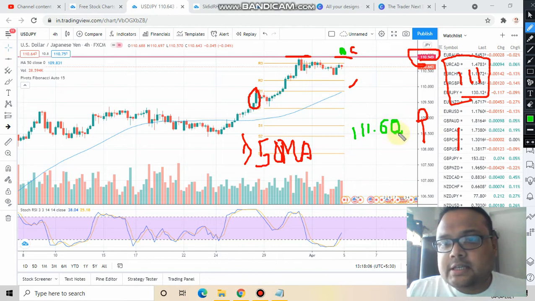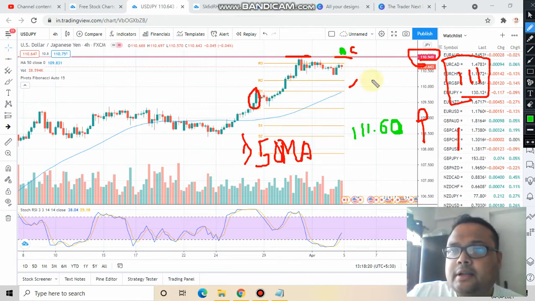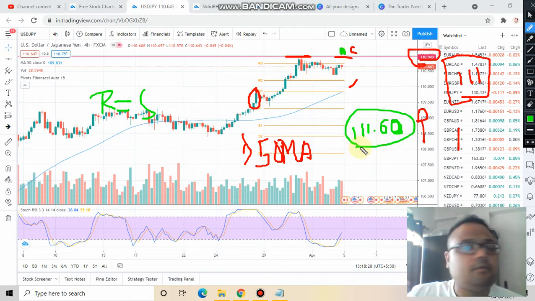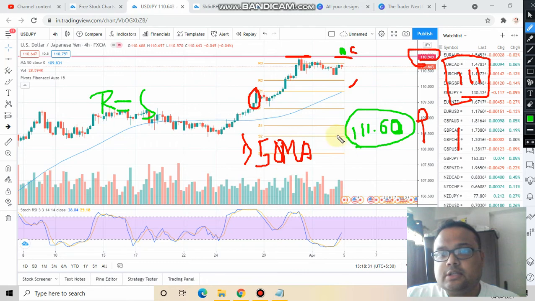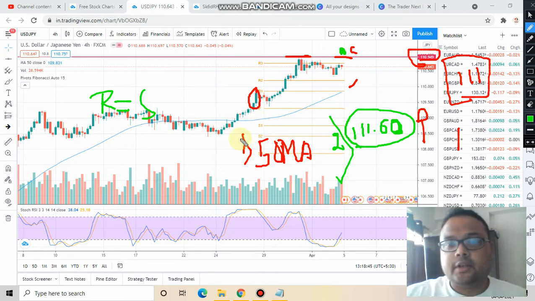Your target will be 111.62, or let's say 111.60, because 111.60 is the resistance that we have seen in the weekly chart. So let the market cross this line. If the market trades comfortably and the resistance becomes support, then go for a buy. This will be your target. So this is strategy number 2. These are the two strategies that you can follow for USD JPY for Monday, 5th April 2021.